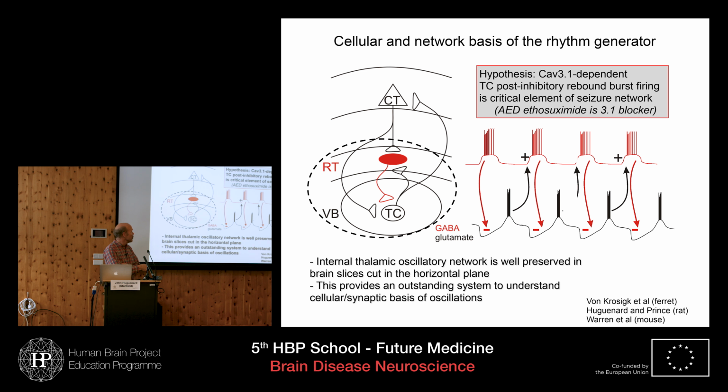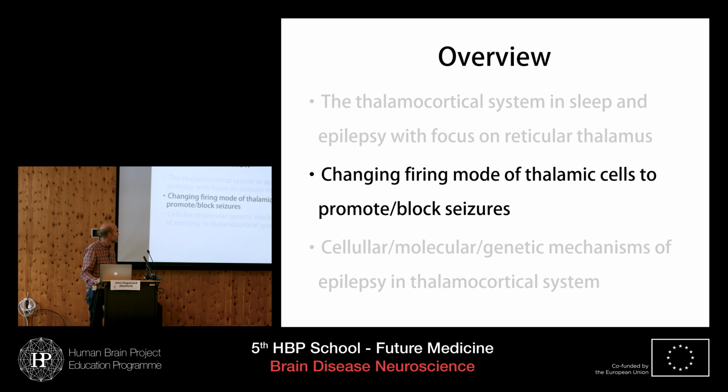If you can reduce the ability of these relay cells to fire post-inhibitory rebound, the thalamic portion of the thalamocortical loop is going to be less able to generate these rhythms. But this was an idea that we developed in brain slices in rodents, and so it was never really tested. And now we have the possibility to test that.